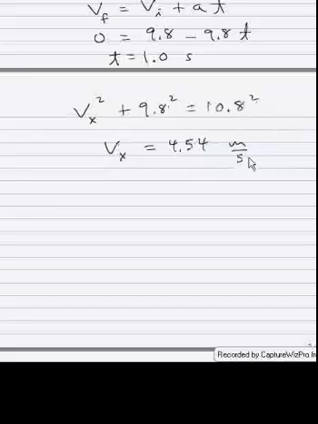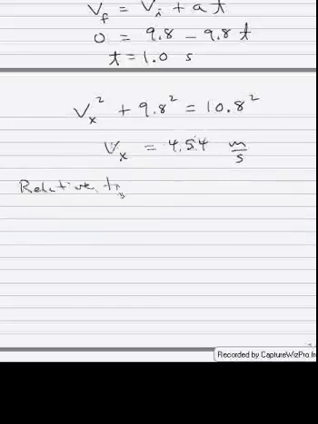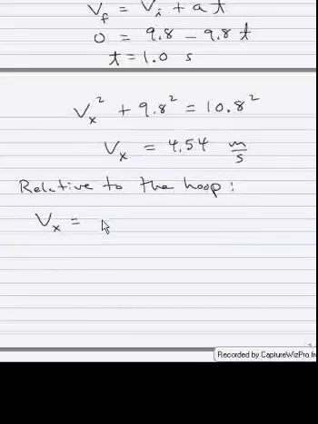So we're interested in what the speed is relative to the hoop. This is the x speed relative to the flat car, right? Relative to the person. So relative to the hoop, we say V sub x is the velocity of the ball relative to the flat car plus the velocity of the flat car relative to the ground, and this is the velocity of the ball relative to the ground.